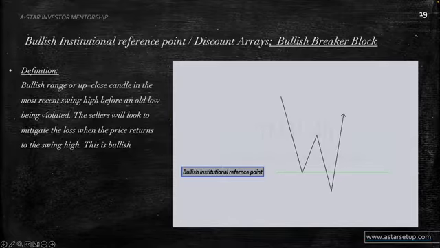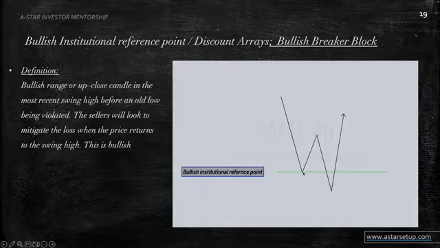So the bullish breaker block is an up close candle or range in the most recent swing high before an old low is violated. The sellers will look to mitigate the loss when the price returns back to that swing high. This is bullish. So take a look at this diagram. We have the bullish institutional reference point, which is a support area delineated by a green line, and then you see price trends downwards into that support area.